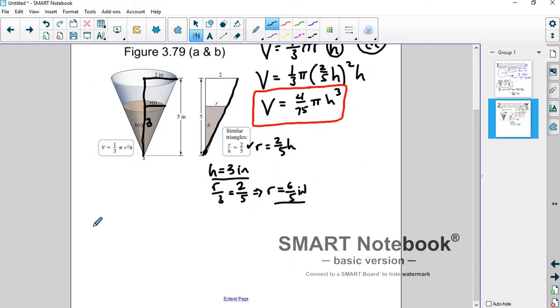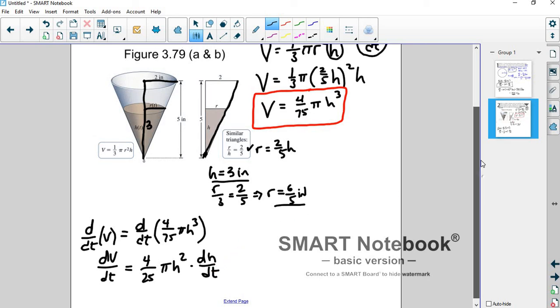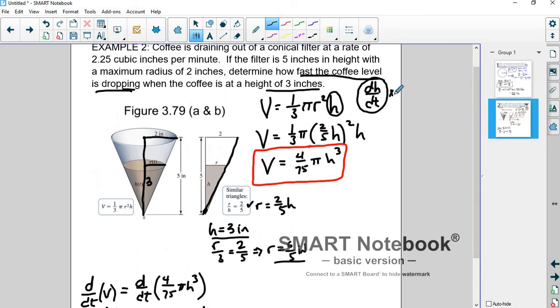Okay, so what are we going to do? We're going to differentiate V with respect to t, 4 over 75 pi H cubed. And so we get dV/dt equals 3, bring down the 3, 3 times 4 is 12 over 75, and that reduces to 4 over 25 pi H squared. And then, of course, we get the dH/dt. But what are we looking for? We're looking for dH/dt, be careful.